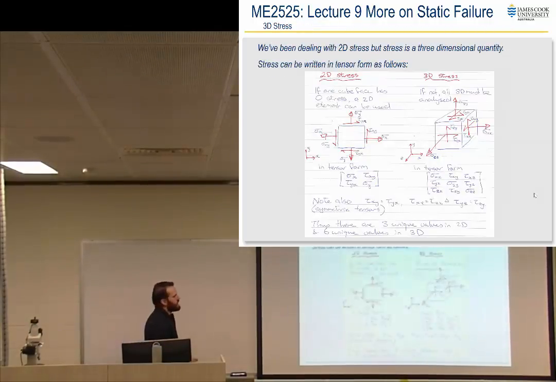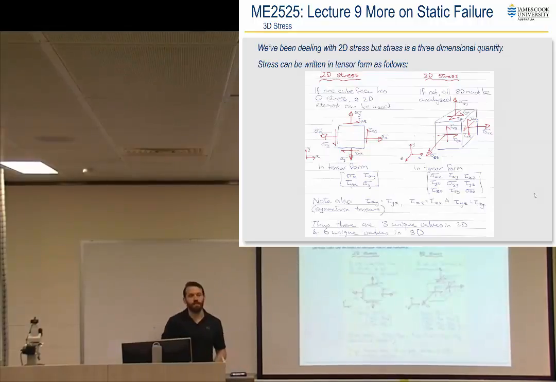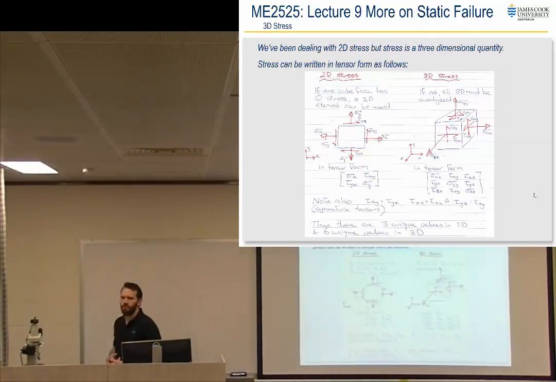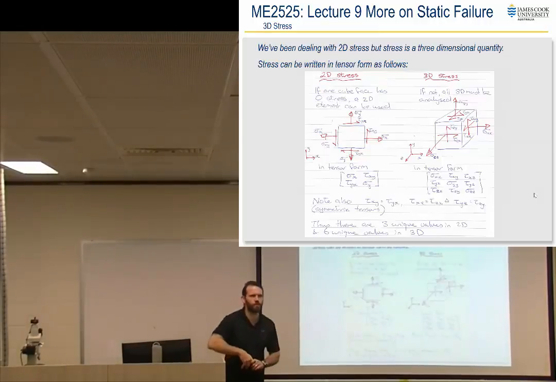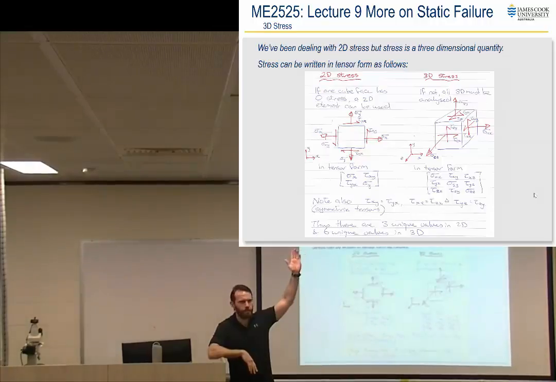And the reason I'm bringing that up is we're starting to talk a little bit about 3D stress state. So you've got 2D stress state. You're familiar with how to get sigma 1, 2, and 3 when one of those is zero. It's relatively straightforward. Have you guys seen stresses expressed in matrix form before? Show of hands who have.